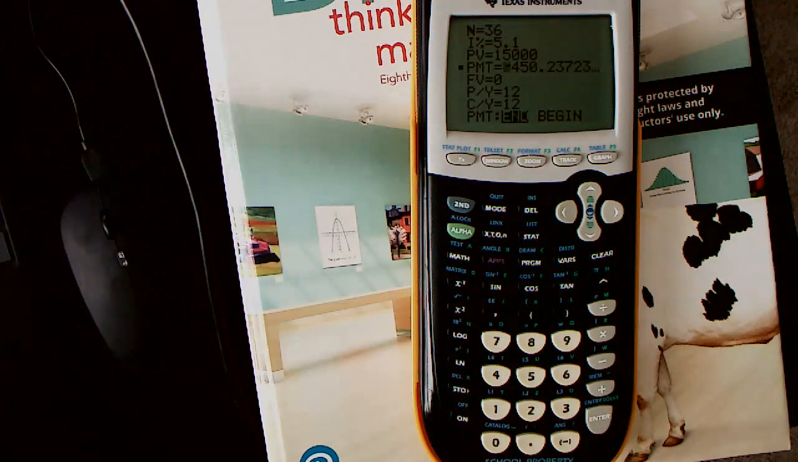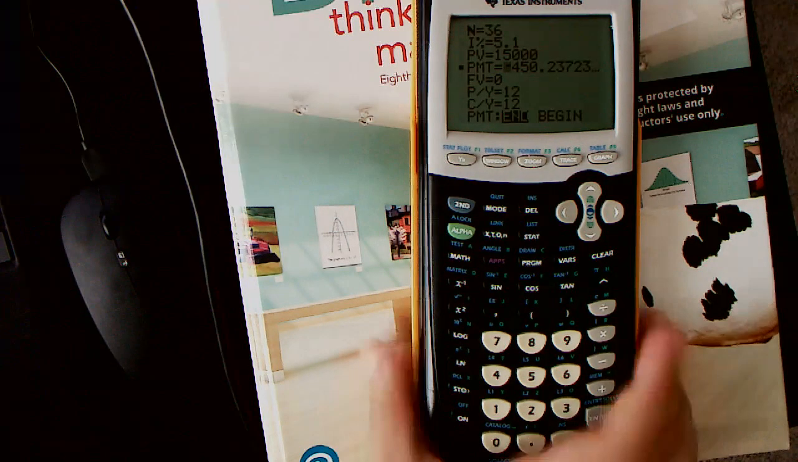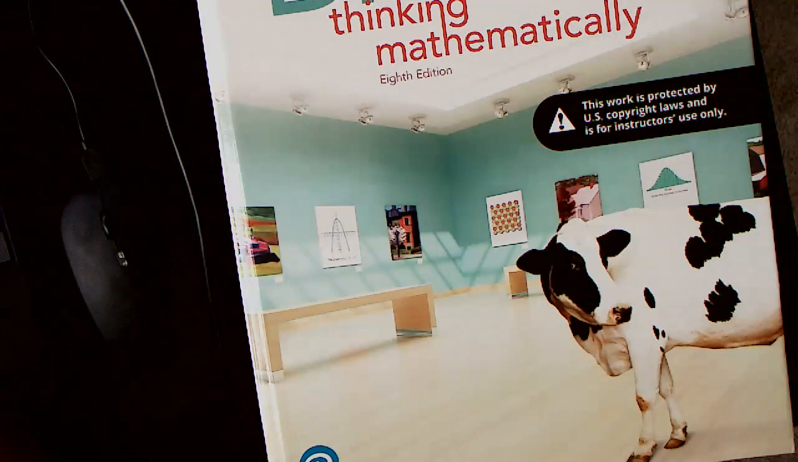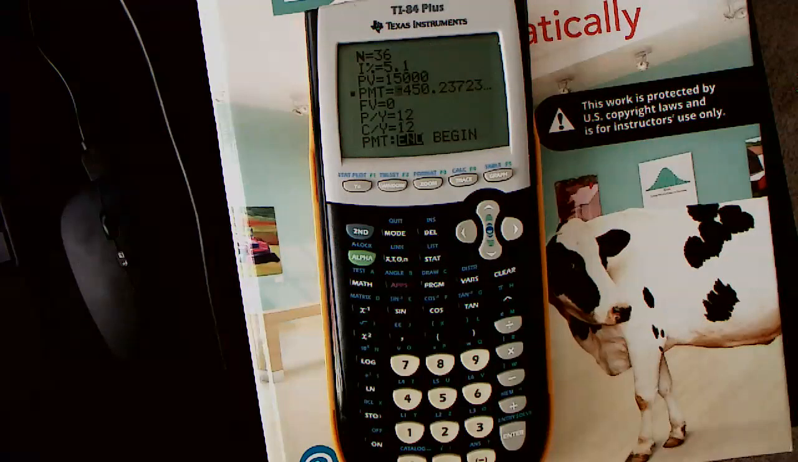Okay, $450.24. And it's correct, right? It is correct. And the total interest for the loan A.